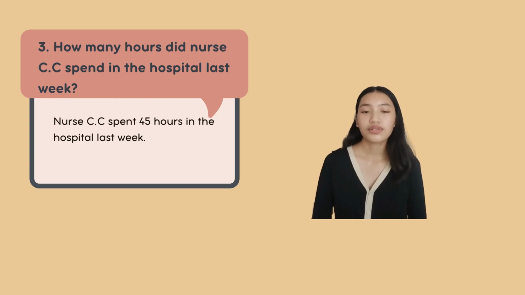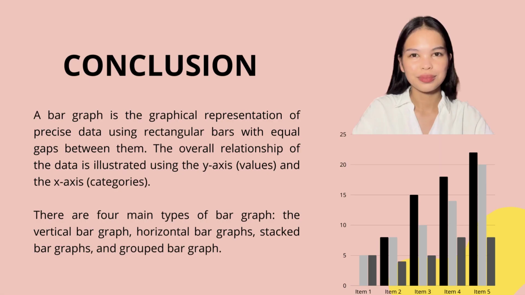Question number 3, which asks for how many hours did Nurse Cici spend in the hospital last week. In order to calculate the total number of hours, we can add up the hours she worked each day. Therefore, Nurse Cici spent a total of 45 hours in the hospital last week, 8 hours on Monday, Wednesday, and Friday, and 9 hours on Tuesday and Thursday. In summary, the bar graph helped us visualize Nurse Cici's work schedule and identify the busiest day, while the total number of hours worked can be calculated by adding up the hours she worked each day.